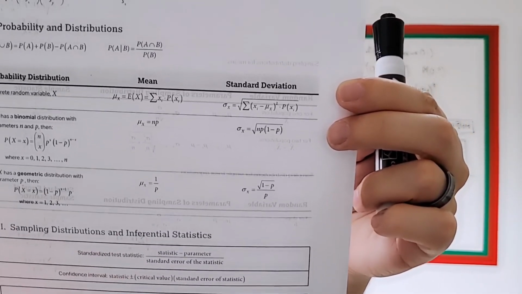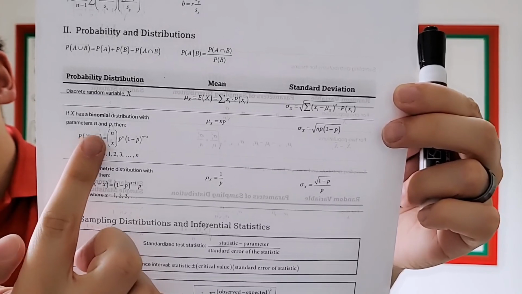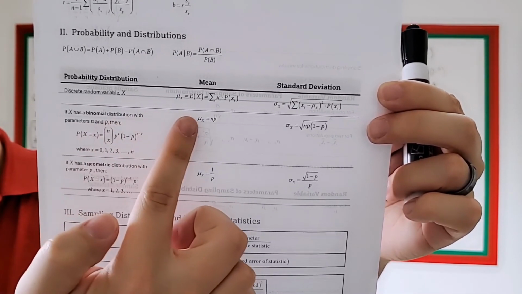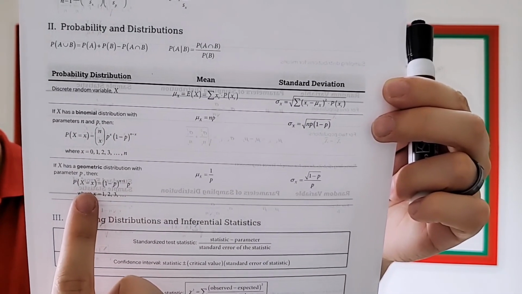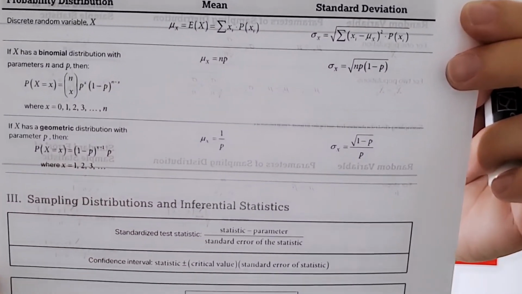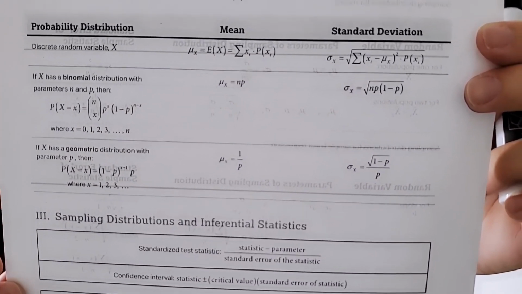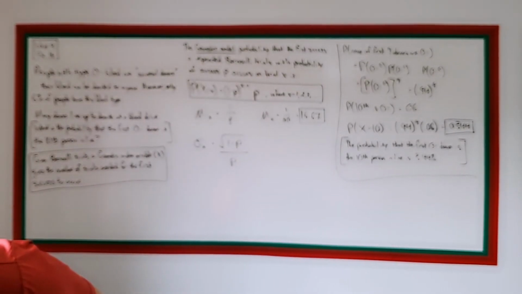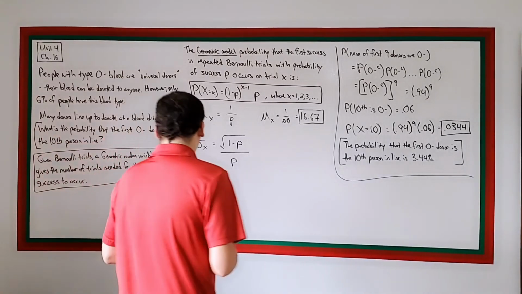So you can see here, for x being a binomial random variable, everything's backwards. If x is a binomial random variable, it gives you the probability distribution, the mean, and the standard deviation. And it does the same thing for geometric. So you've got your probability distribution, the mean, and the standard deviation for both of those. And you can have this on the test. So that's pretty cool. Don't need to memorize it.